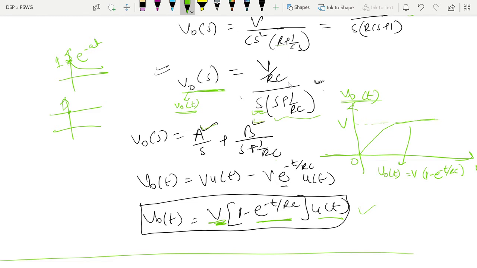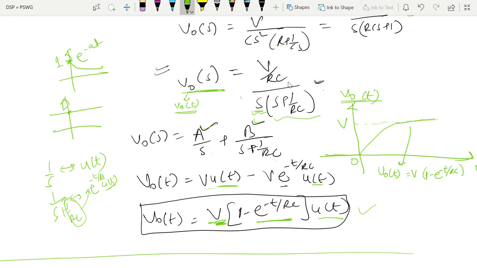After this we do the inverse Laplace transform. What is the inverse Laplace of 1 by S? It will be u(t), so A gives V u(t), and B is minus V. For S plus 1 by RC, 1 by S has the inverse Laplace transform u(t), but here frequency shifting is there. Whenever frequency shifting is there, an exponential term has to be multiplied with the time domain signal.